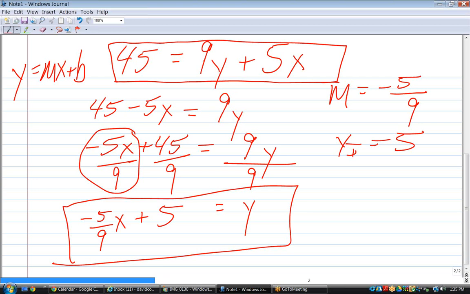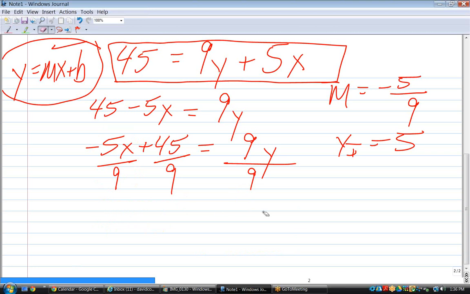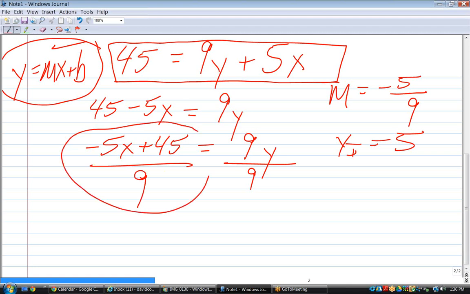But since the problem said give us the slope and the y-intercept, the whole goal really is to put it into precisely that format. In other words, if I go back a step and decide that I'm going to divide both sides by 9, and I write it like that, make sure you can take that and separate it into mx plus b, which means separating that into two fractions, that fraction and that fraction. All right.